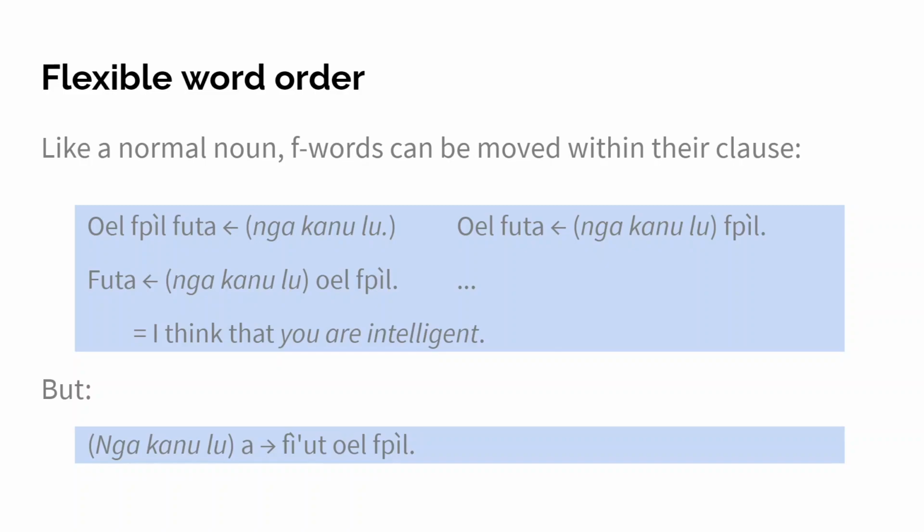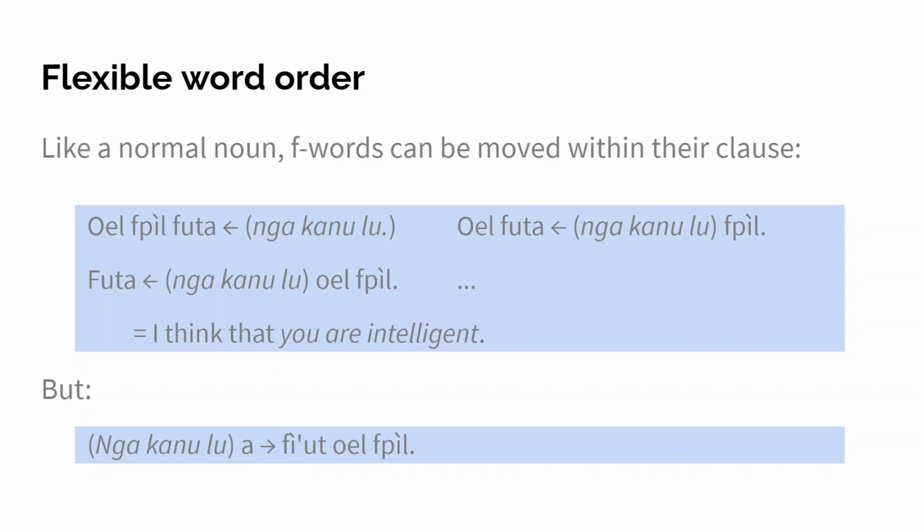But remember that if you move the F word within the clause, then of course you also have to move the subclause together with it. You maybe remember it from the lesson about subclauses with R. You can move the noun it belongs to wherever you want in the clause it belongs to, but you always need to also move the subclause together with it.